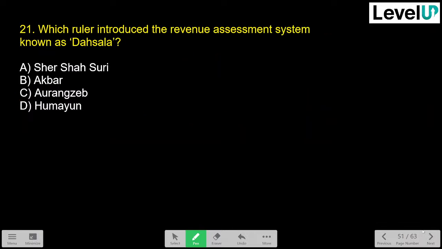which ruler introduced the revenue assessment system known as the Dah Sala? So from here, from question 21 onwards, these questions are very important, and these terms will be very different. I hope you guys have not actually studied about the Dah Sala, so I have kept these types of questions now. So what is Dah Sala? Dah Sala was introduced by Akbar, for the revenue assessment system.